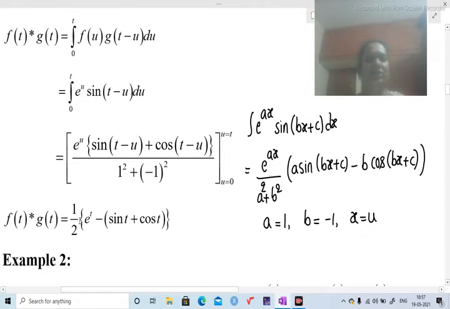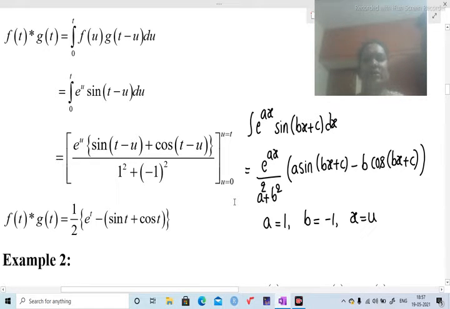Take 1 by 2 outside. 1 by 2 means 1 plus 1 is 2. This 1 by 2 is constant. That's why I am putting 1 by 2 outside. Upper limit is t, e power t, sin of t minus t is 0, sin 0 is 0, cos of t minus t is 0, cos 0 is 1. 1 into e power t is e power t minus upper limit minus.